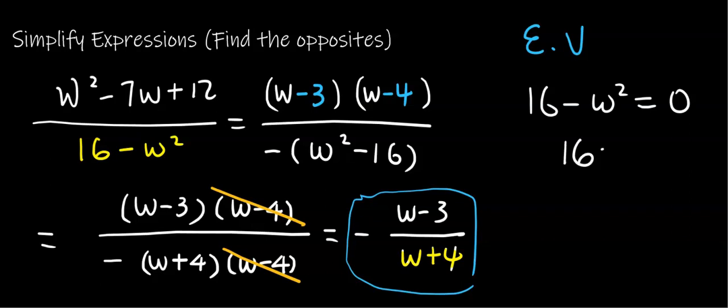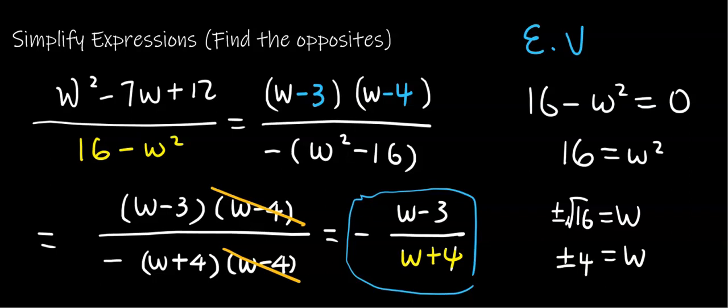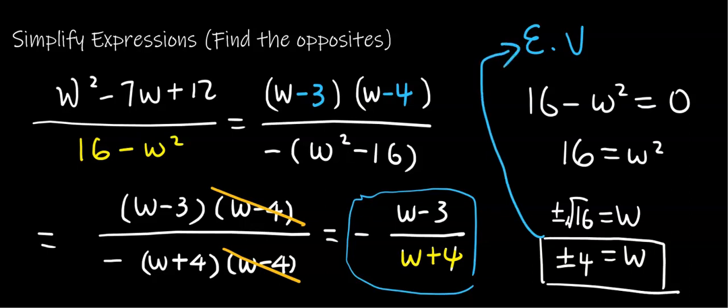So you have 16 equals w squared. Remember in Algebra 1 you learned at this step we're going to take the square root of both sides. So we have w is positive negative square root of 16. w is positive negative 4. This is your excluded value.